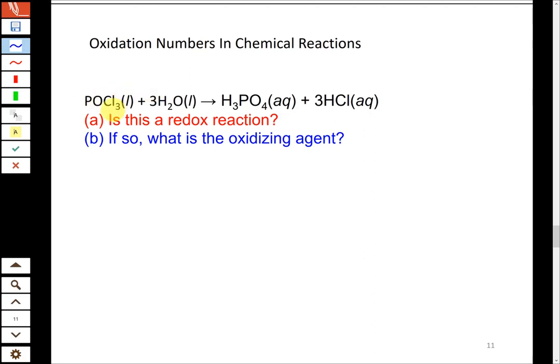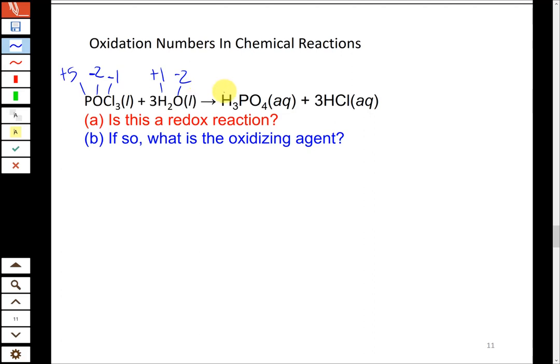So POCl3 was the product in the last reaction. If you recall, the oxidation numbers we got for that were -1 for chlorine, -2 for oxygen, following those rules, and that leaves +5 for phosphorus. Here we have water. We're going to see water a lot in redox reactions, so we should be able to quickly assign this as -2 for oxygen, +1 for each hydrogen. Remember, hydrogen is +1 if it's bonded to a nonmetal. Oxygen is -2 unless it's bonded to itself or fluorine.